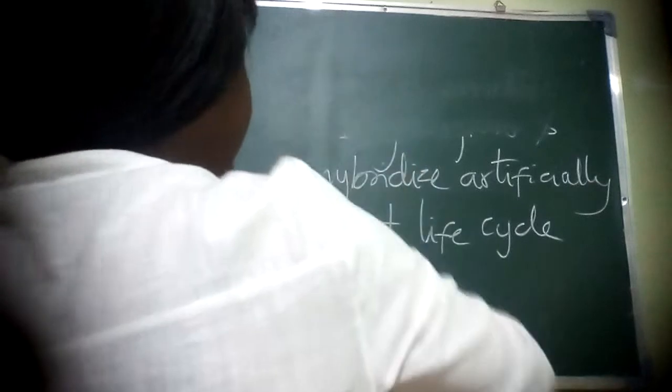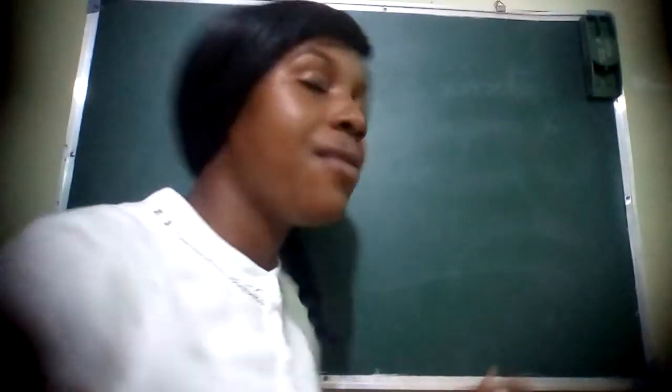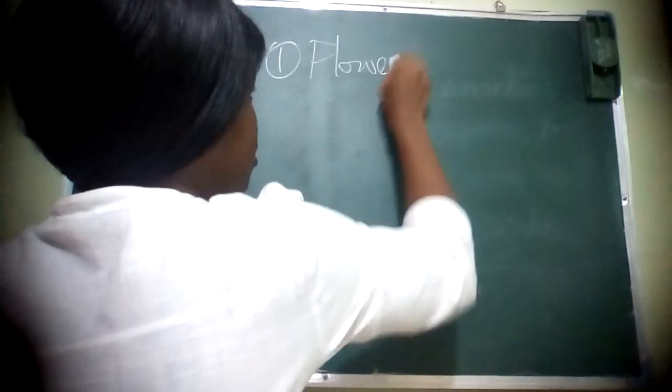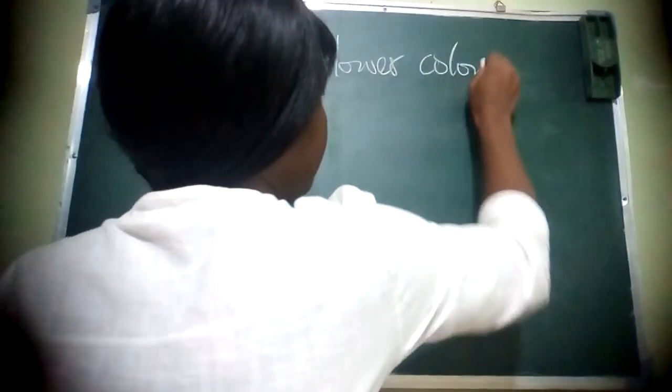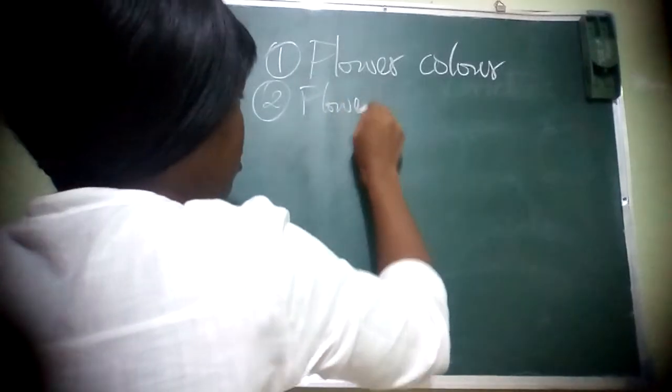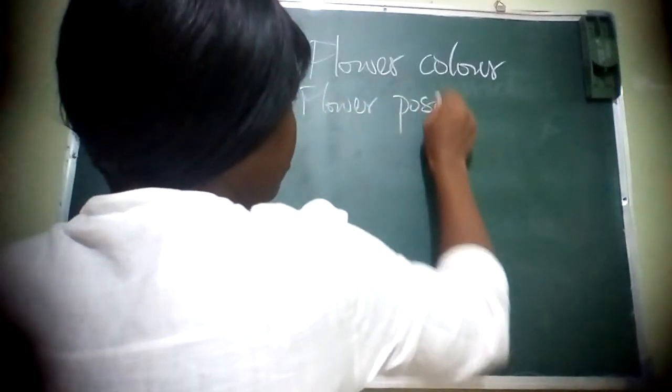That brings us to the characteristics he discovered in the garden pea. In the course of his study, he discovered that there were 7 pairs of contrasting traits or characters in the garden pea, which are: 1, flower color, 2, flower position.